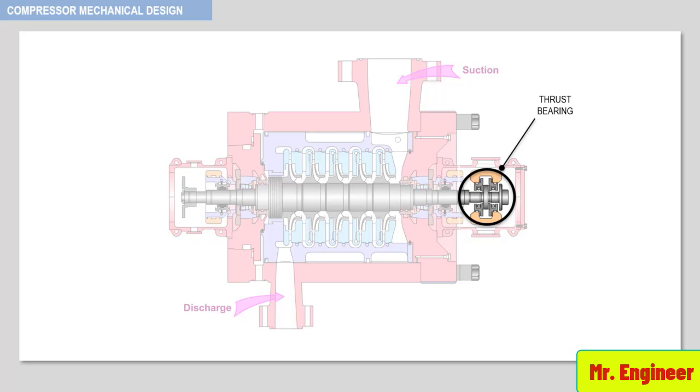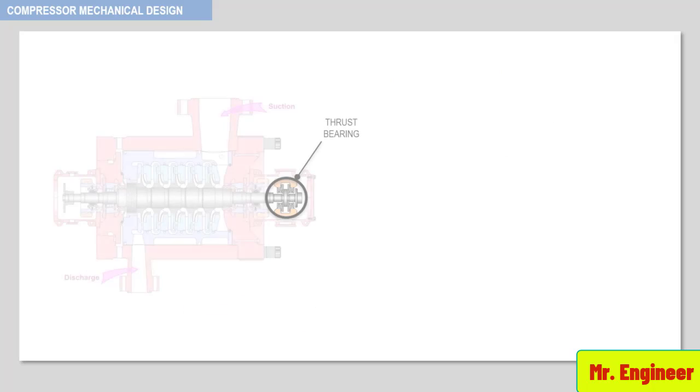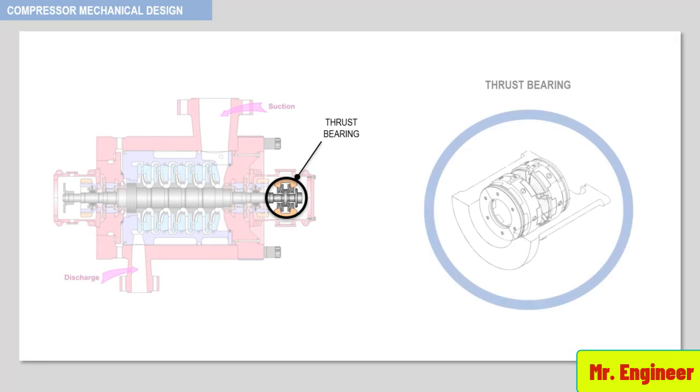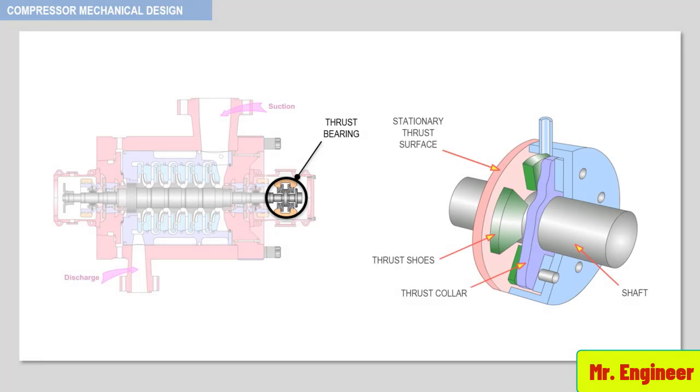Thrust bearings are used to restrict the axial motion of the shaft while allowing it to rotate with minimum friction. The figure that you can see here depicts a standard thrust bearing, and here its corresponding cut section. In the thrust bearing, the shaft is restricted to move in the axial direction, but is free to rotate and move radially.